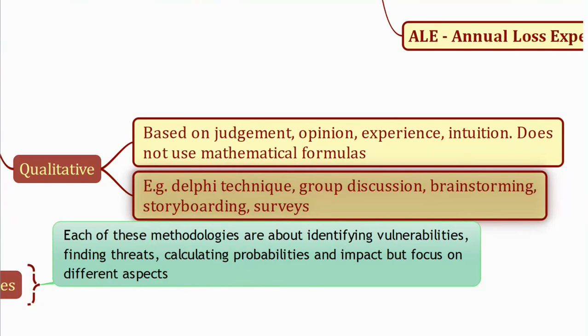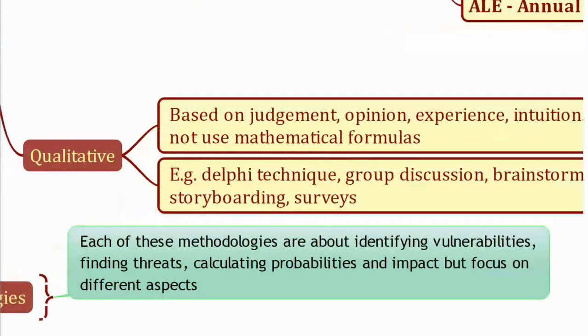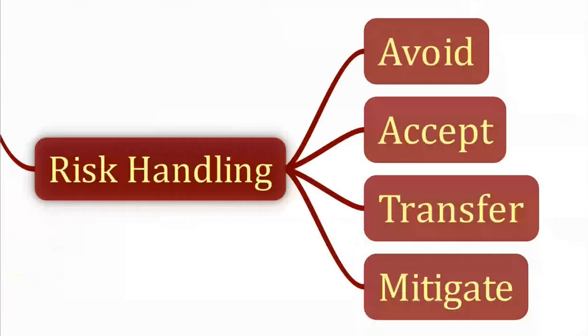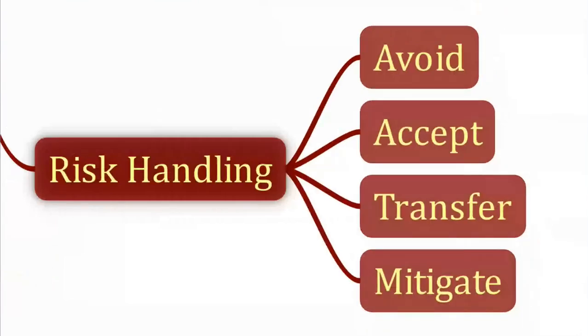Now that we have done risk assessment and risk analysis, and we have come up with some figures when it comes to risk, what do we do? Let's say you come up with a figure that the risk to a certain asset is 8 out of 10, or the risk to a certain application is 5 out of 10, or the risk to a certain process is 4 out of 10.